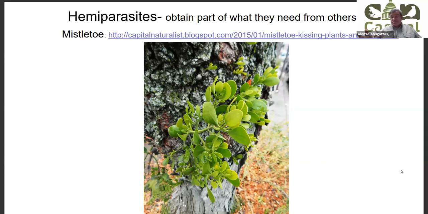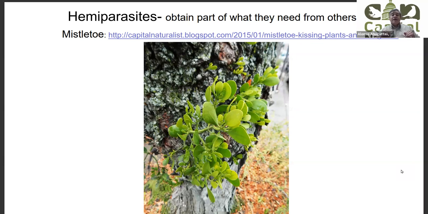A good example would be mistletoe, where mistletoe, yes, uses the tree structure to get above ground, and it still steals some water and some nutrients from the host itself. But in reality, it's doing most of its own photosynthesis as a green plant that's just attached to the tree itself. It still depends on the tree for lots of different things. And then after it flowers, it produces fruits. Birds carry the sticky seeds from one plant to another, and it starts all over again.